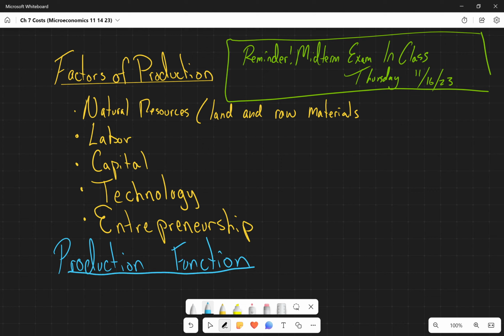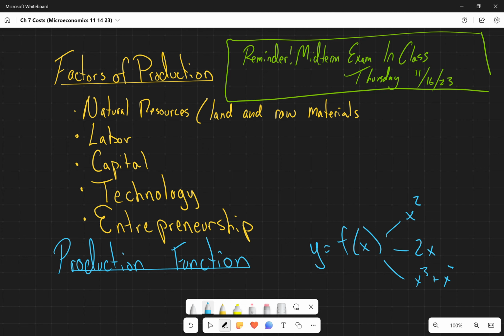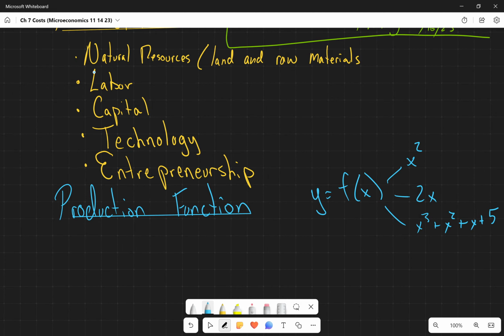So in a similar way that we had y is equal to some generic function of x, where f of x could have been x squared, 2x, I don't know, x to the third plus x squared plus x plus 5. Could have been all sorts of different things. But the key part here is a function containing one input or argument named x.